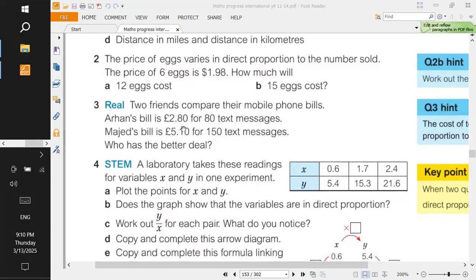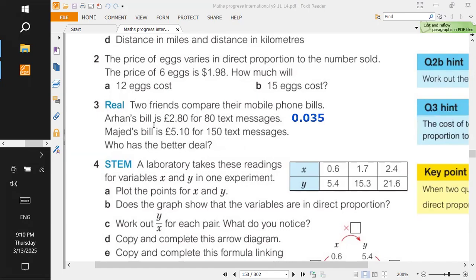Now, to find the cost of one text message, what do you do? Very good. You divide the cost by the text messages. So first we have 2.80 divided by 80 text messages. So each text message will cost 0.035. So I'm going to write it here, 0.035. This is the cost of one text message for the first bill, which is orange.